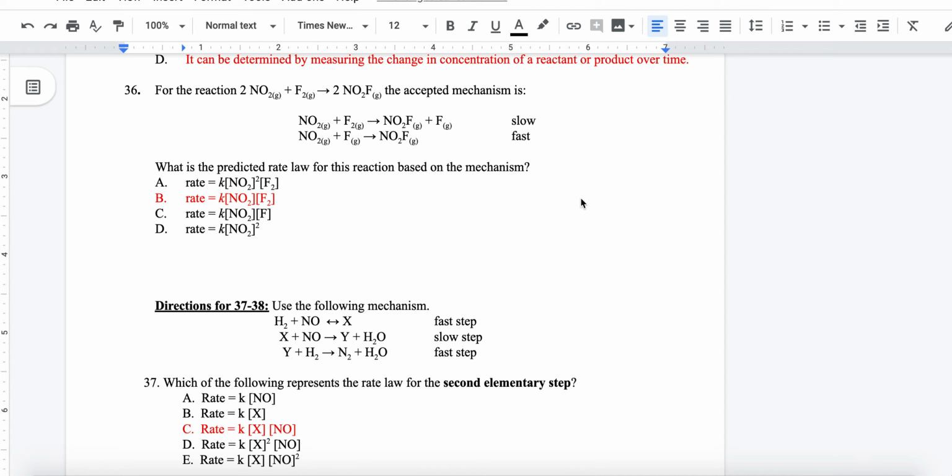36, writing a rate law from a mechanism. We've seen this before. The slow step is first. This is the easy way to do that. Just use the rate law for the first elementary step.